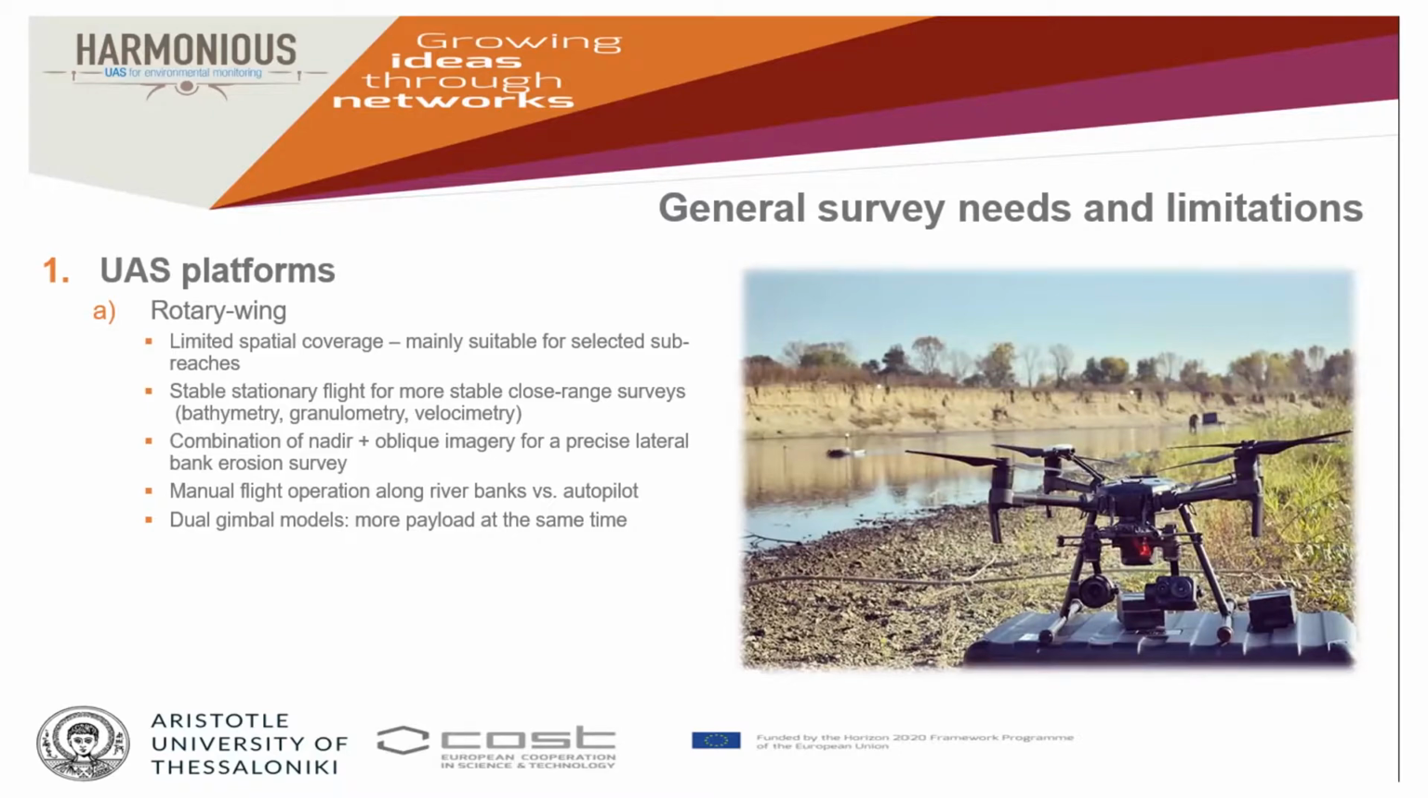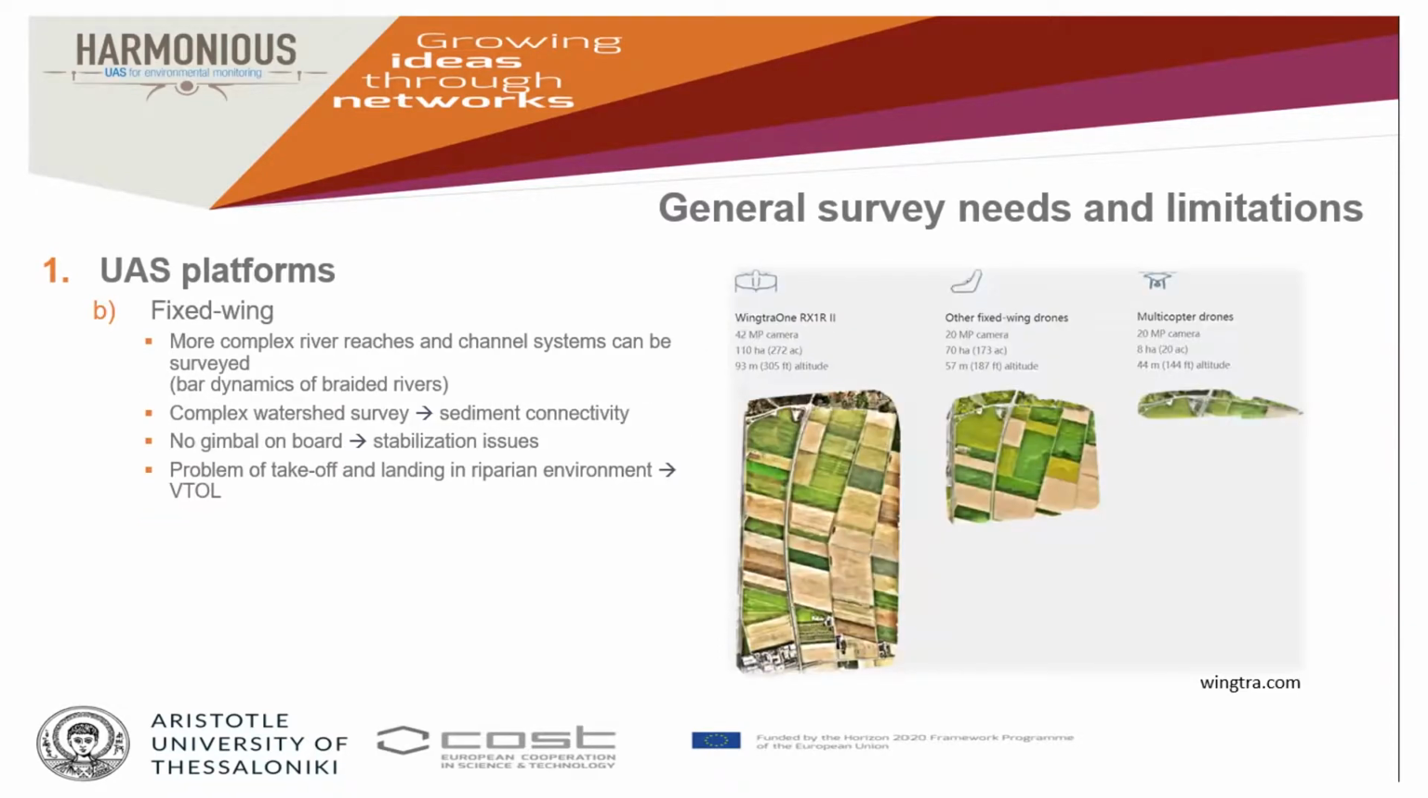We can even use now with these rotary wings dual gimbal models with a variety of cameras at the same time, even the combination of RGB imagery with multispectral imagery, which can be used, I will talk about this later, for mapping the bathymetry, and even thermal cameras that can be a nice tool to reveal some groundwater connections. So at the same time, we can use a nice combination of sensors.